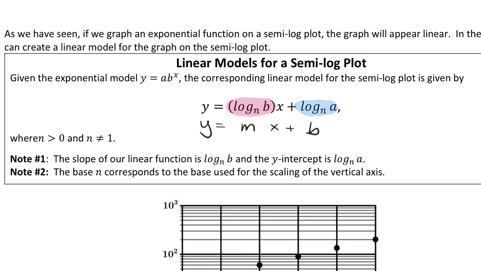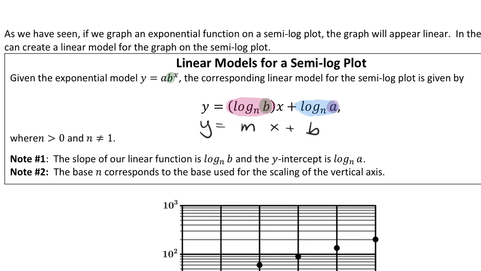Now, where did these come from? I'm so glad you asked. Here's where we're putting colors on colors. Your b value that you're plugging into that logarithm comes from here: a times b to the x. That's the b you're grabbing. That's the b you're using.